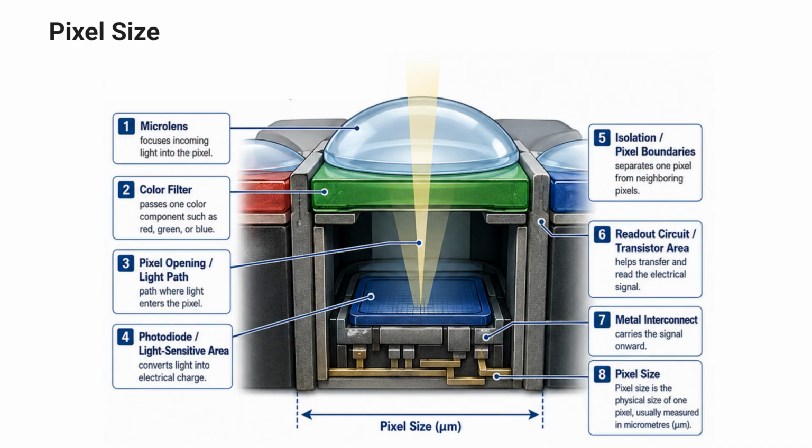Pixel size is the physical size of each light-sensitive pixel on a camera sensor. It is usually measured in micrometers, written as µm. For example, a 1.4 micrometer pixel, or a 2.1 micrometer pixel, or a 3.0 micrometer pixel.